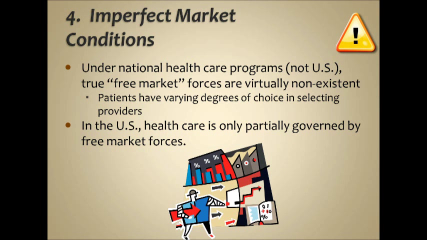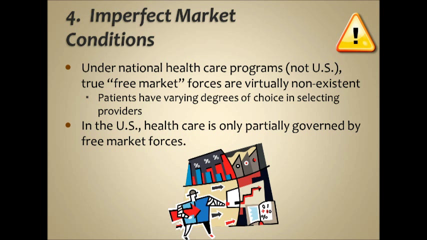The fourth unique characteristic of the U.S. healthcare system is that healthcare is delivered under imperfect market conditions. Under national healthcare programs, like in other countries, the true free market forces are virtually non-existent. Patients have varying degrees of choice in selecting providers, but there is not a lot of market pressure on different services or different providers. That's pretty much run by the government.